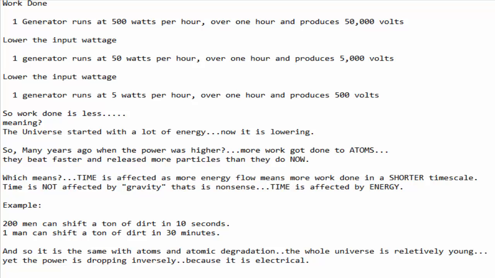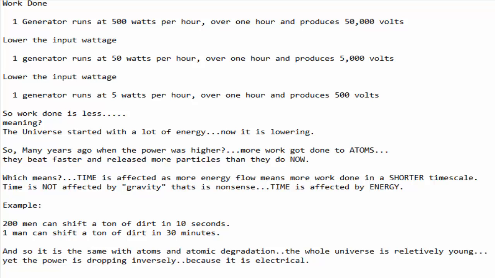So work done is the amount of energy put in and the amount of energy you get out. Here's an extremely simple example of what's happening to our electrical universe since its inception. It doesn't matter how many years ago; this is what is happening to the universe and can be seen. Work done: one generator runs at 500 watts per hour over 1 hour and produces 50,000 volts. Lower the input wattage: one generator runs at 50 watts per hour over 1 hour and produces 5,000 volts. Lower the input wattage again: one generator runs at 5 watts per hour over 1 hour and produces 500 volts. So work done is less, meaning the universe started with a lot of energy, and now it is lowering.